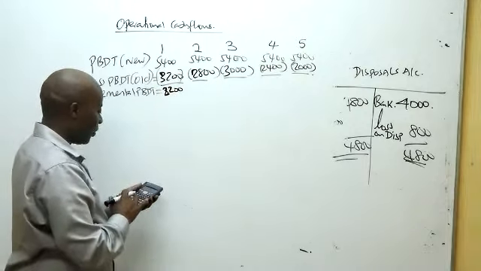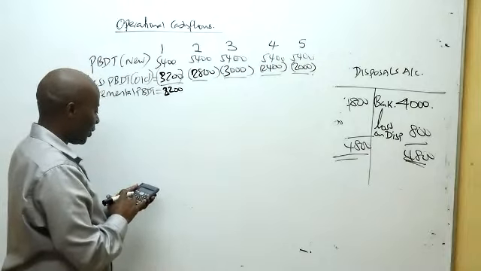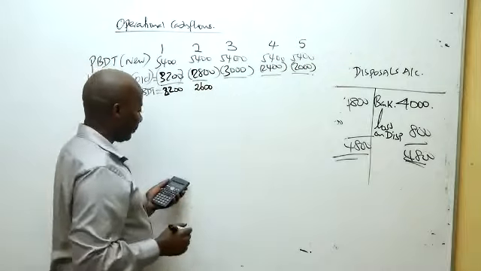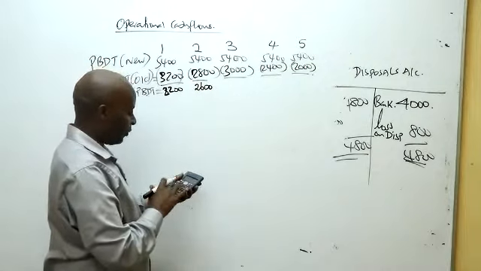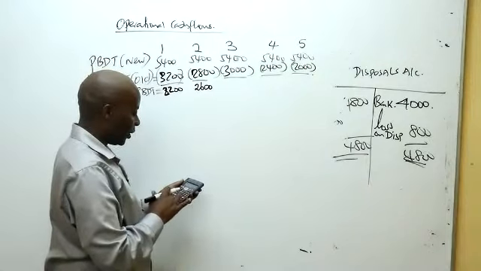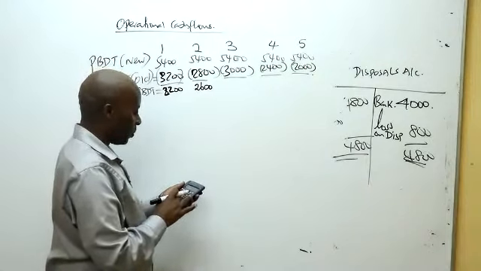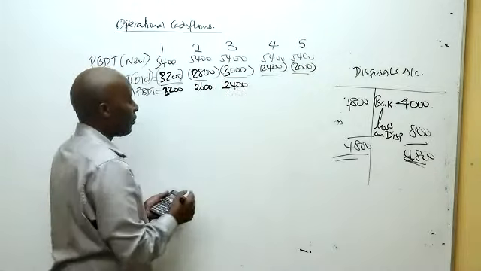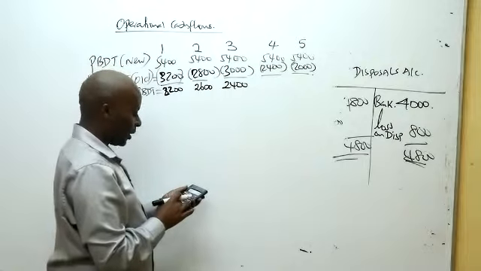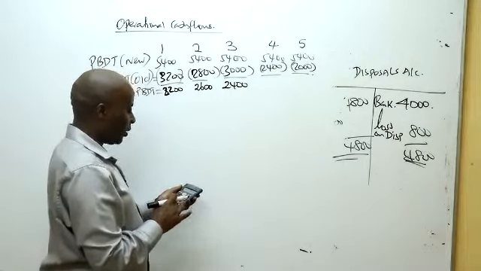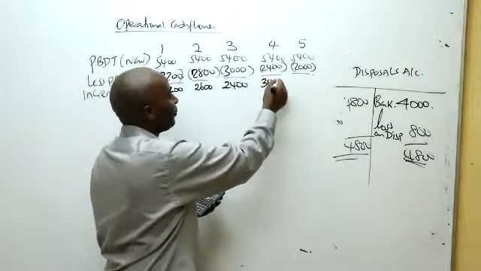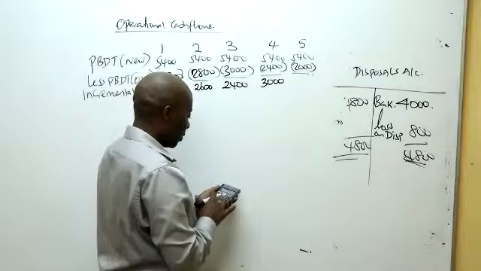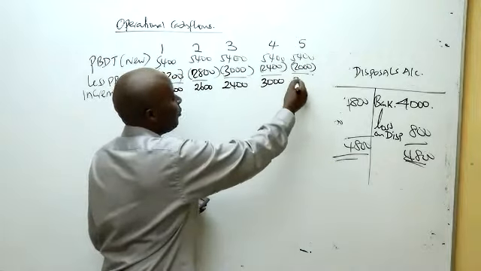So 5,400 minus 2,800, which gives me 2,600. From there we have 5,400 minus 3,000 which gives me 2,400. From there we have 5,400 minus 2,400, which gives me 3,000. So 5,400 minus 2,000, that gives me 3,400.